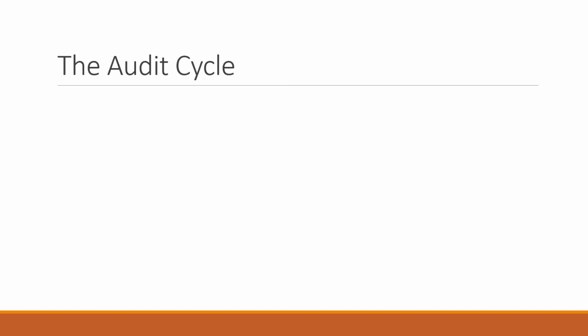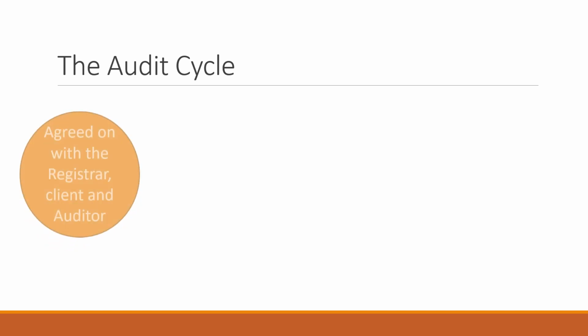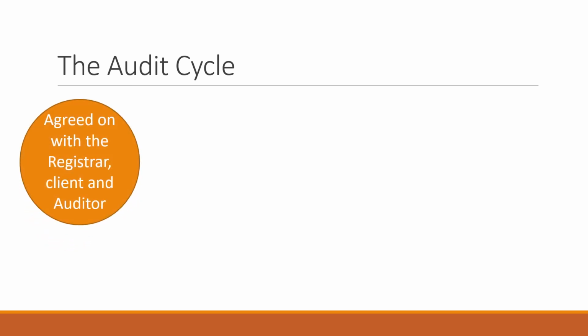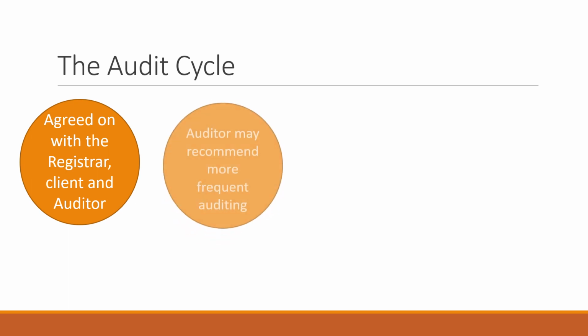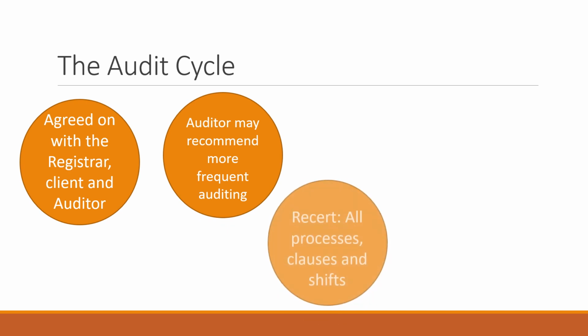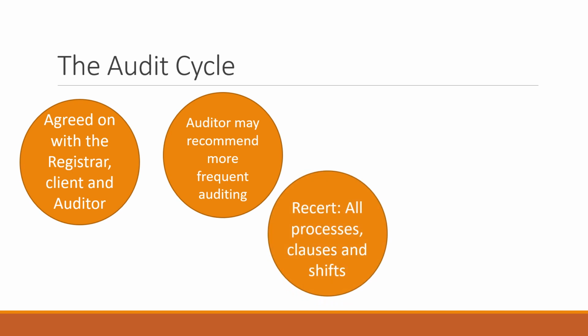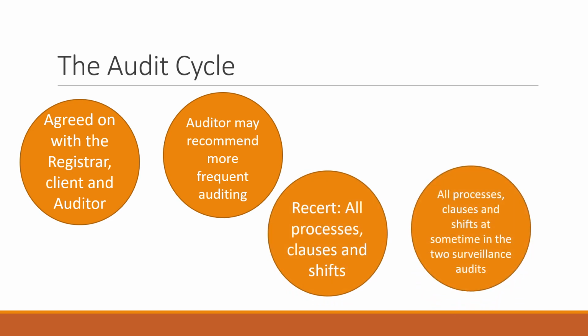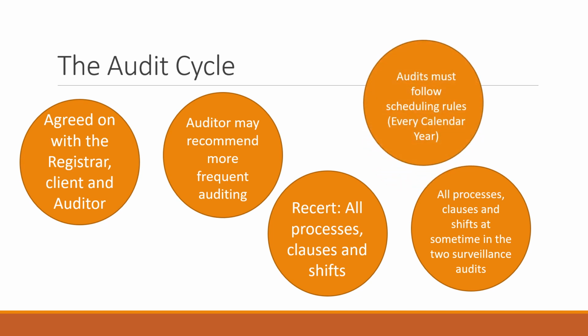We're going to talk about the audit cycle now. The audit cycle is agreed on between the registrar, client, and auditor. It's usually specified in the contract. The auditor might occasionally recommend more frequent auditing if he feels like you've been under-audited. I think I've done that in the past. Recertification audit: all of the processes, clauses, and shifts are audited, and they are audited at some time during one of the 2 surveillance audits.